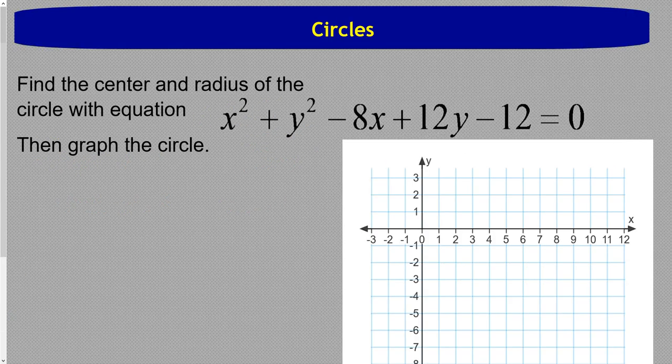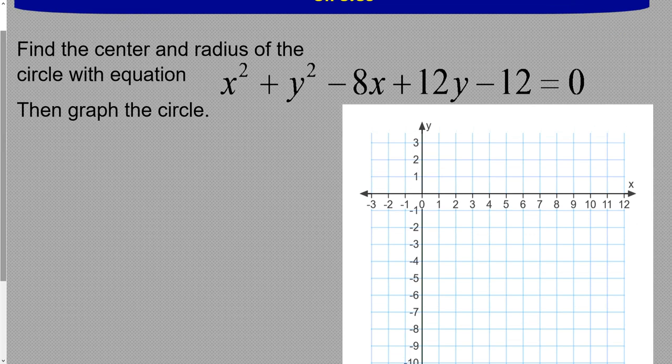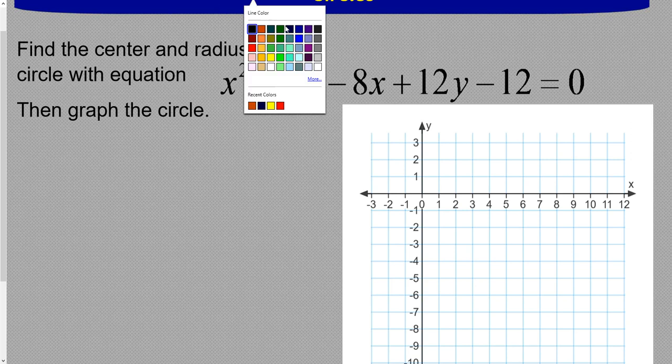Okay. Find the center and the radius of the circle with this equation, then graph the circle. I'm going to pause for a second and let you see if you can get a start on this one. So pause the video and then come back either when you get an answer or when you get stuck. But give this one an honest effort before you come back. Okay, I'm hoping some of you got a decent start on this, but if not, that's okay. We'll go through it together here.